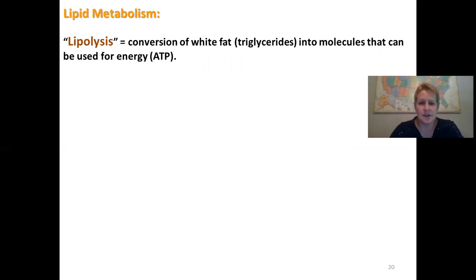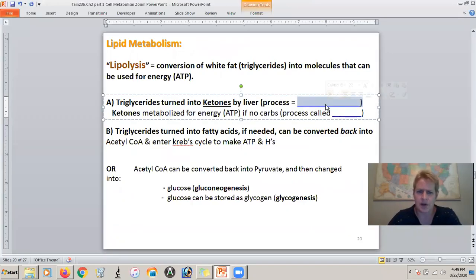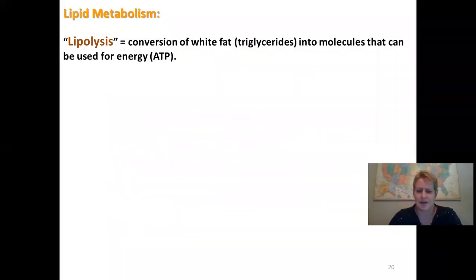So you can take triglycerides, and they can be turned into ketones. All right, now that, I will talk about the human health of that. Making ketones is called ketogenesis. Okay? Now, when you use ketones for energy as your primary source of energy because you lack carbohydrates, that's called ketosis. Okay. All right.